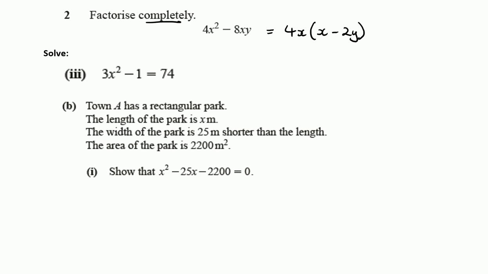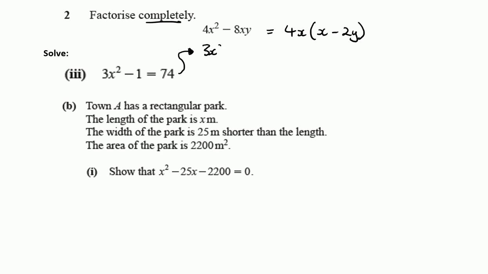Now here I'm asked to solve 3x squared minus 1 equals 74. We can do this by factorization, by using the difference of two squares, and I'm going to show that method, and then I'm also going to remind you there is an easier way. So the theme of this worksheet is factorization, which is the main reason I'm showing this method first.